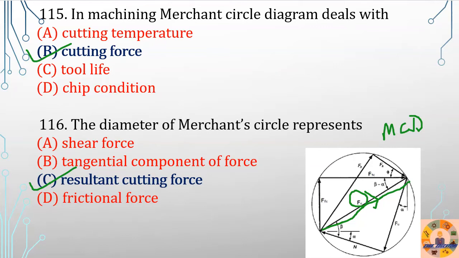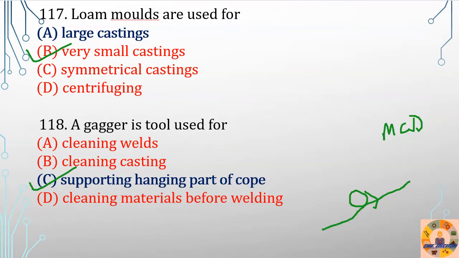Moving to question number 117. Loam molds are used for very large types of casting. Next question. A gagger tool is used to support the hanging part of the cope. So option number C will be the right answer. Next question.